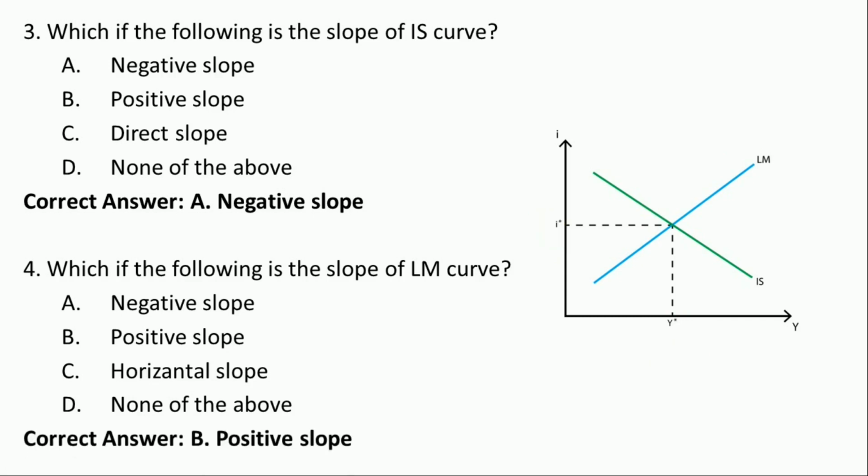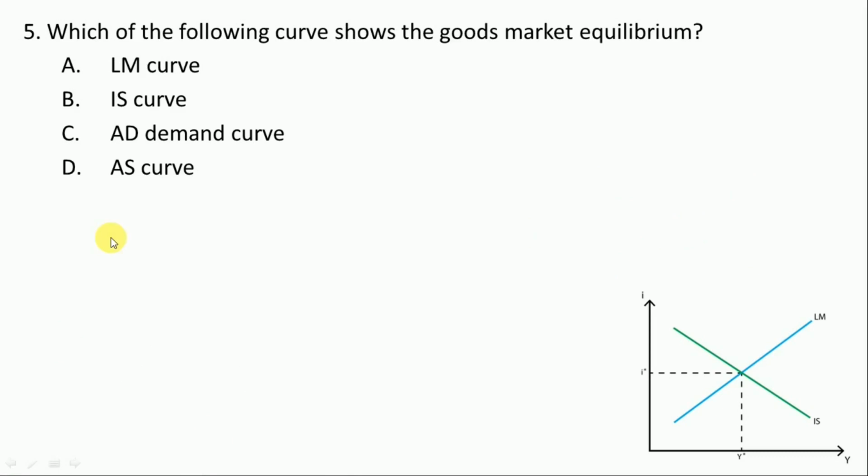Okay. The next, fifth question is about which of the following curves shows the goods market equilibrium, and the correct answer is the IS curve, which is related to the goods market equilibrium. Okay, so B is the correct answer, and the LM curve is related to the money market equilibrium.